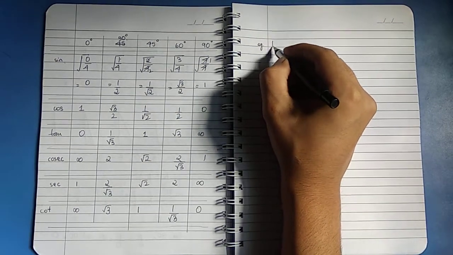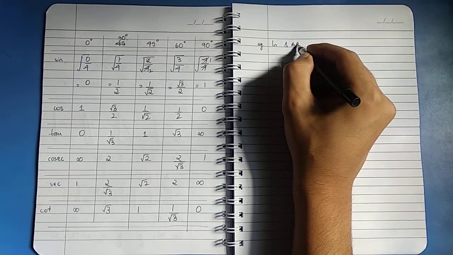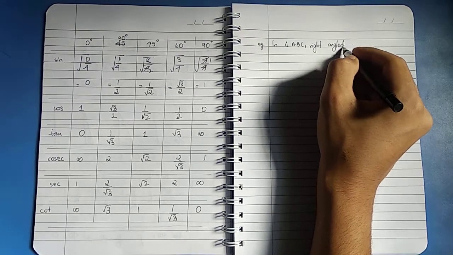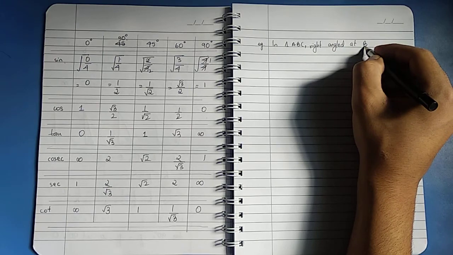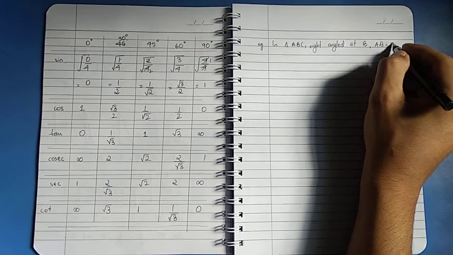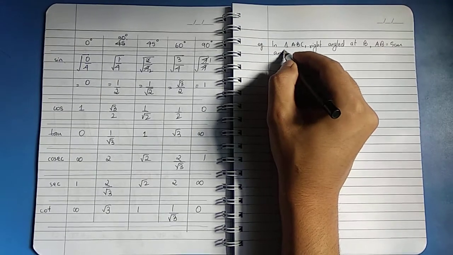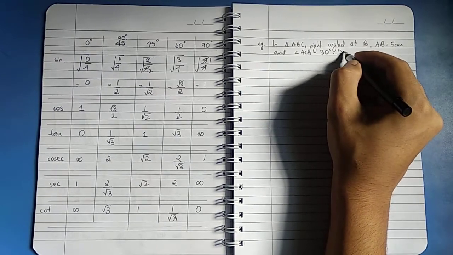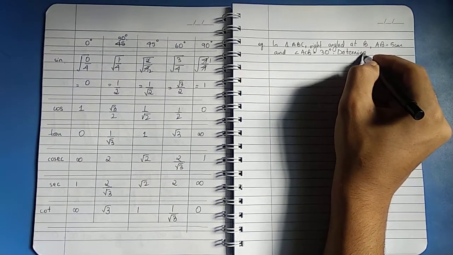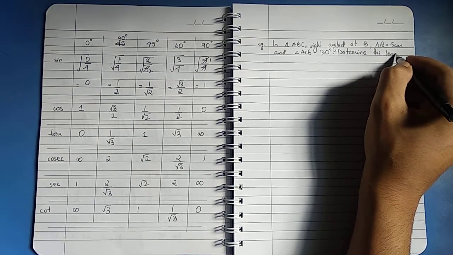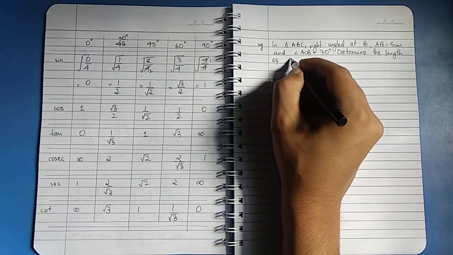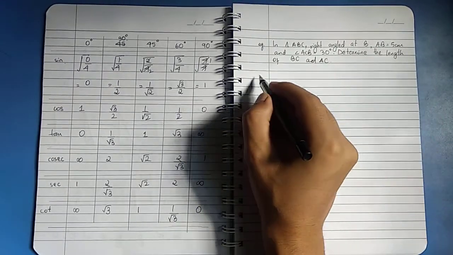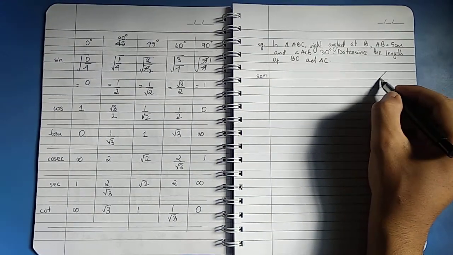Example: in triangle ABC, right angled at B, AB equals 5 centimeter and angle ACB equals 30 degree. Determine the length of BC and AC. So this is not an issue, this is one of the simple questions.